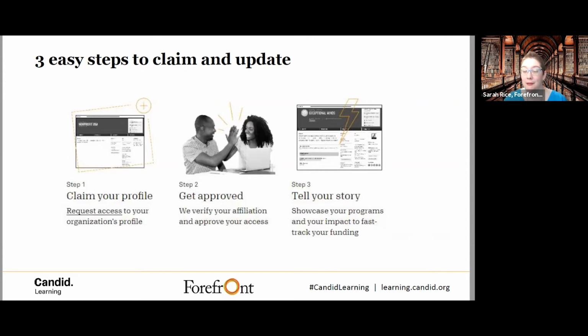This process is a lot faster if you have an email that is associated with your organization. So if you have a work email that is clearly associated with the org, definitely try and make your account using that email, because it makes it a lot more straightforward for them to verify your affiliation. If you don't have one, that is not necessary. I'll talk about that a little bit more. So claim it, get approved, then you're going to be able to update it.